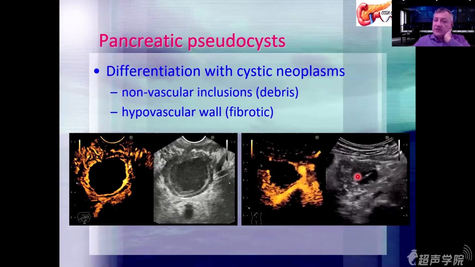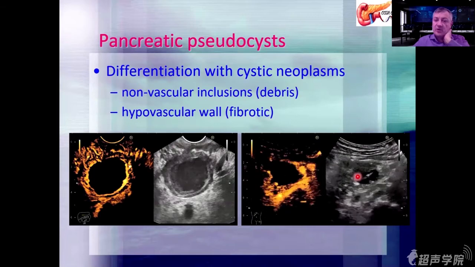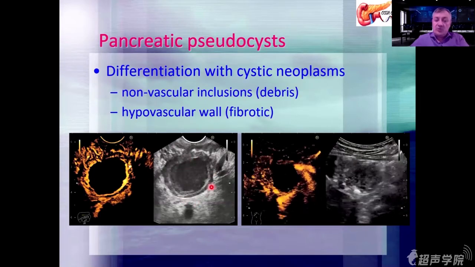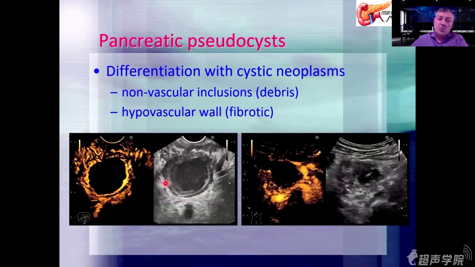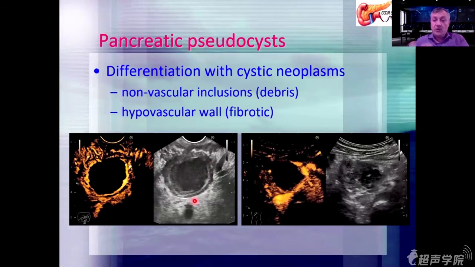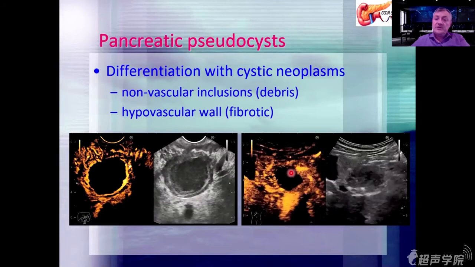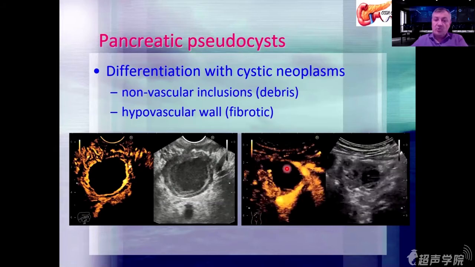So there are two applications for contrast in the diagnosis of cystic focal masses. The first application is differentiation between pancreatic pseudocysts, which have a non-enhanced wall, and cystic neoplastic lesions, which have a wall that enhances. And the second application is differentiation of debris and solid neoplastic nodules.